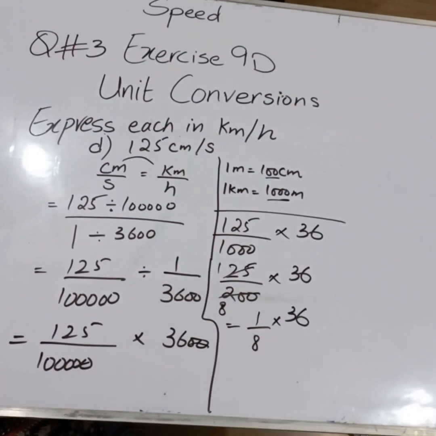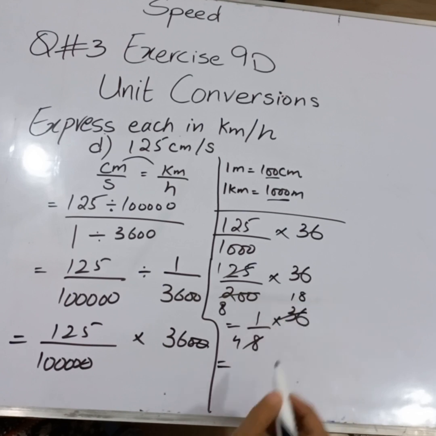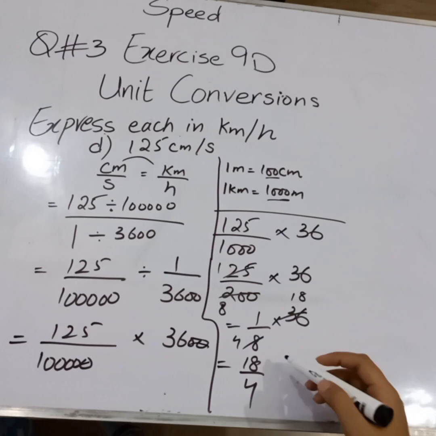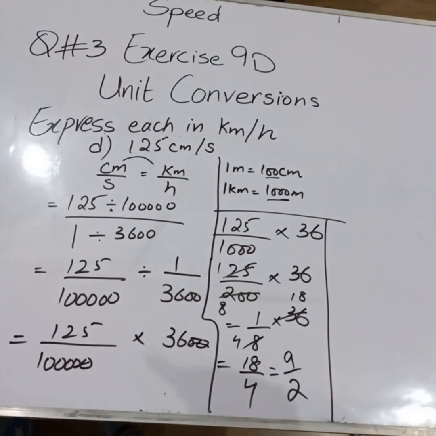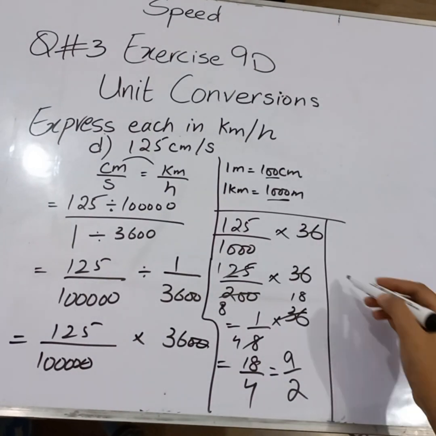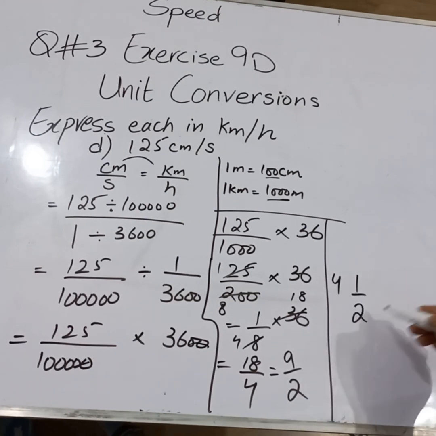And if you cut more, 8 and 36 on the table of 2, you will get here 2 4s are 8 and 2 18s are 36. So you will get 18 by 4. If you want to make it more simple, you will get 2 9s are 18 and 2 2s are 4. Furthermore, if you convert into a mixed fraction, you will get 2 4s are 8, 1 is left, so 4 whole 1 by 2.